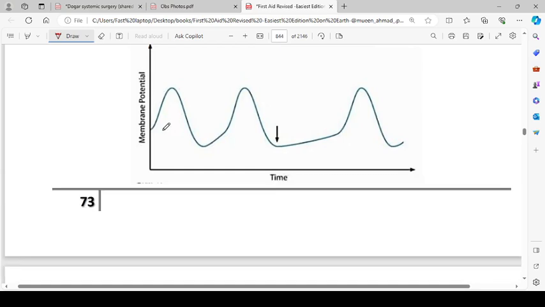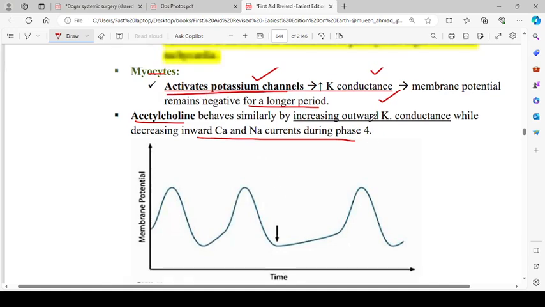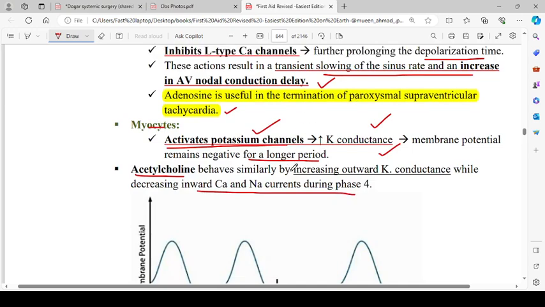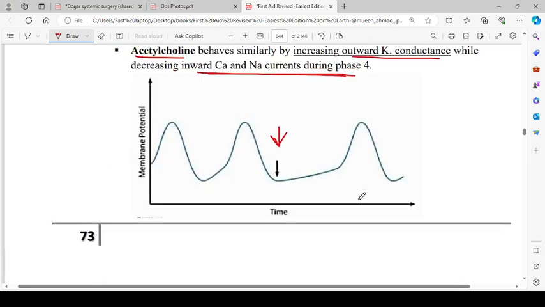So these are the membrane potentials, as you can see. If we give, what have we given, acetylcholine or what, and what was it that activates the potassium channels? This was not myocytes, this was some drug, increasing the outward potassium conductance while decreasing the calcium and sodium current during the phase. So I think we have administered acetylcholine over here, and that has slowed the conduction.